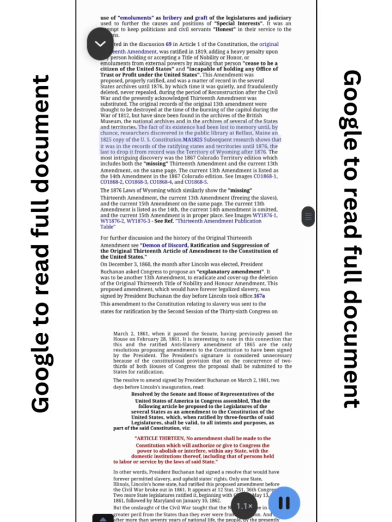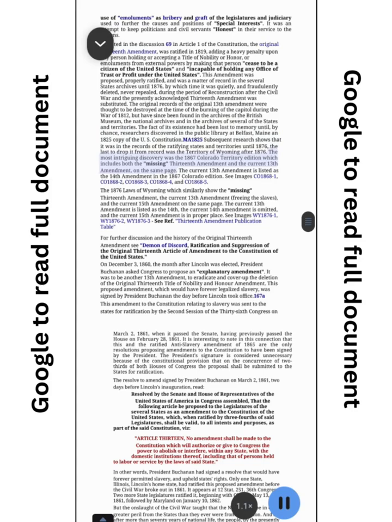The fact of its existence had been lost to memory until, by chance, researchers discovered in the public library at Belfast, Maine, an 1825 copy of the U.S. Constitution. Subsequent research shows that it was in the records of the ratifying states and territories until 1876. The last to drop it from record was the territory of Wyoming after 1876.